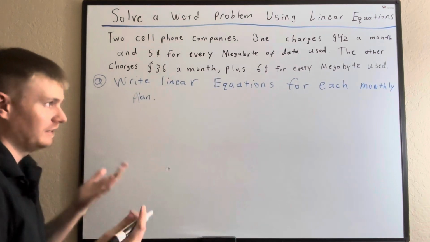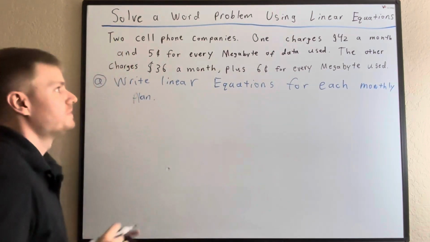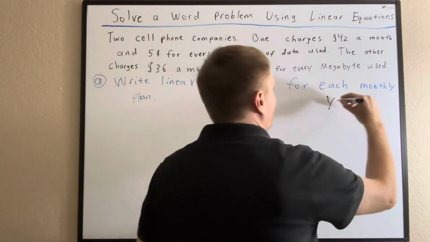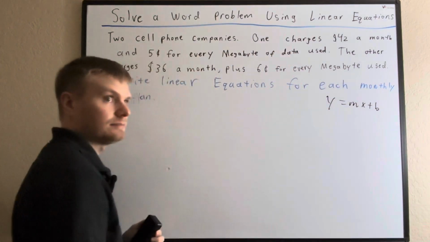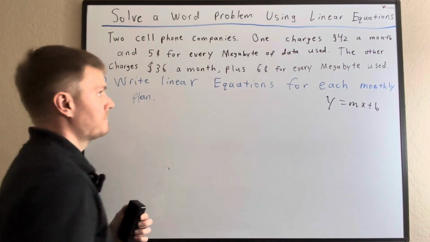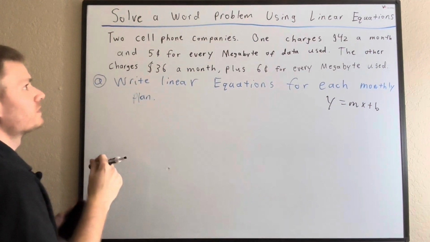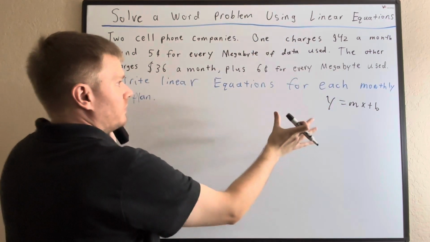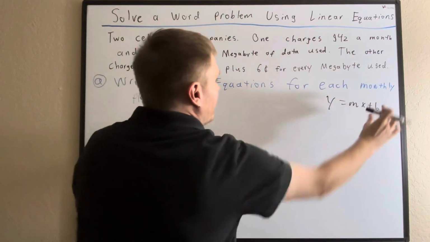Okay, so what is a linear equation? And why did I capitalize it? I don't know. But a linear equation would be y equals mx plus b, right? Just like we've been doing. So how do we figure this out? How do we put these words into an equation?